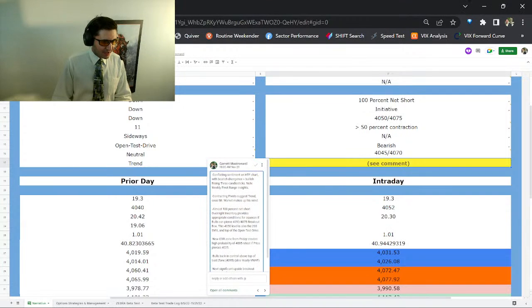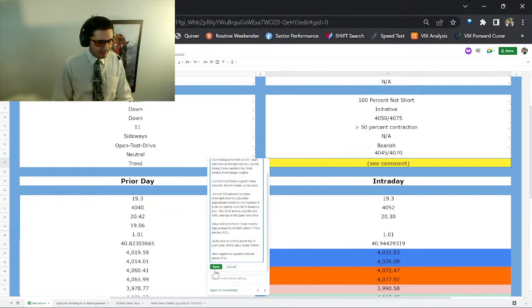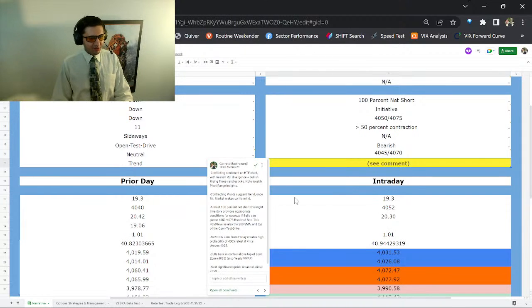So we have that bearish RSI divergence, and all that means is as price has made a higher high, RSI has made a lower high. Nothing fancy there, super basic technical analysis.